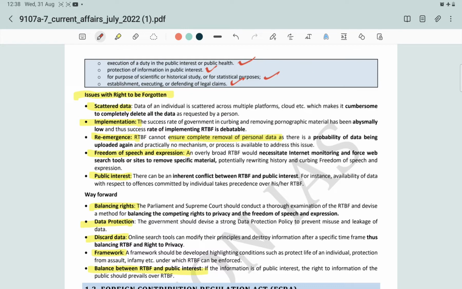On freedom of speech and expression, an overly broad right to be forgotten would necessitate internet monitoring and force web search tools or sites to remove specific material, potentially rewriting history and curbing freedom of speech and expression. And there can be an inherent conflict between the right to be forgotten and public interest.